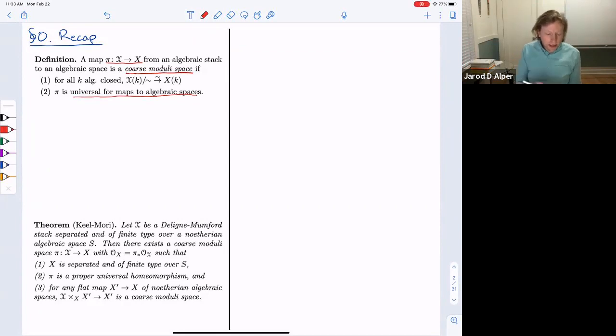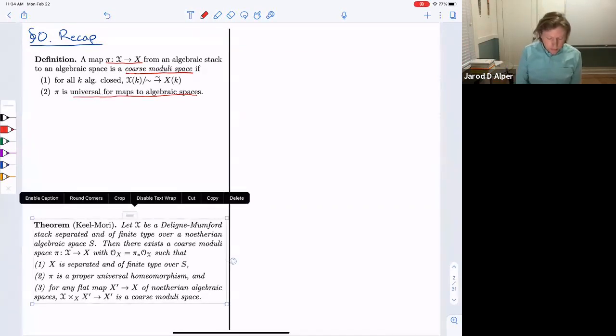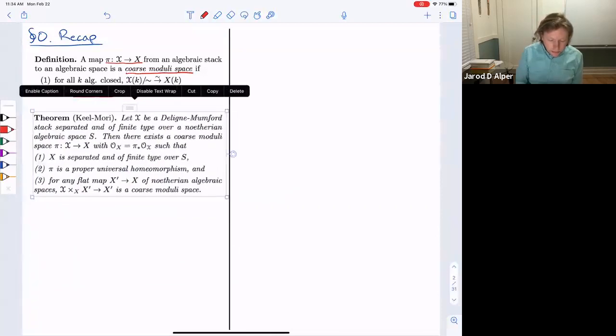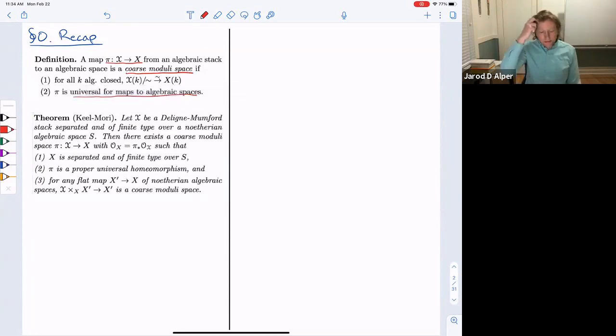And so we're interested in this because we are willing to sacrifice some of the universal properties of an algebraic stack in order to get a more familiar object. Here it's just an algebraic space, but later we want to show that it's a projective variety in the case of M_g bar. And one of the main theorems, in fact, of the entire course is this Keel-Mori theorem, which I stated and proved last time.